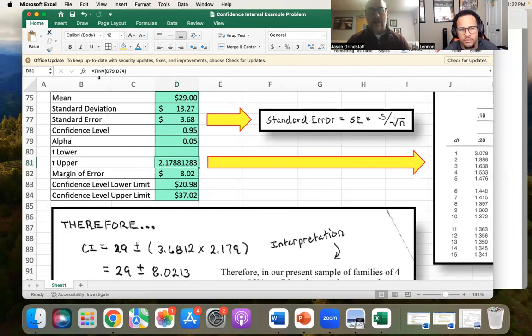And here's your formula. It's T inverse. TINV.